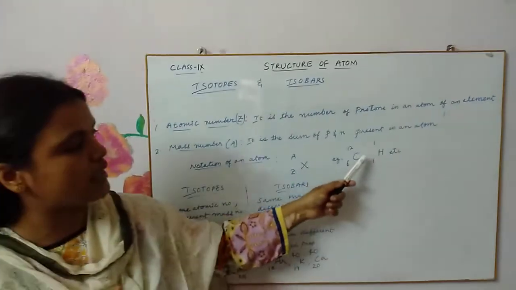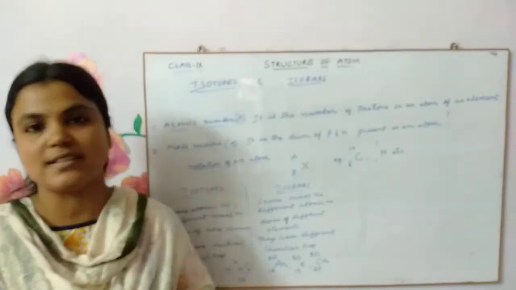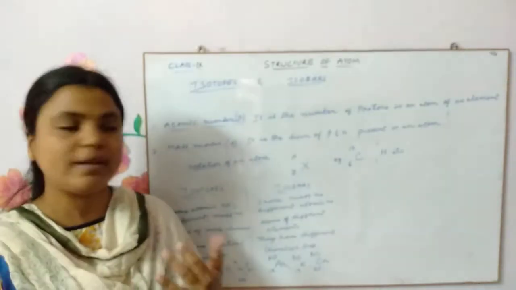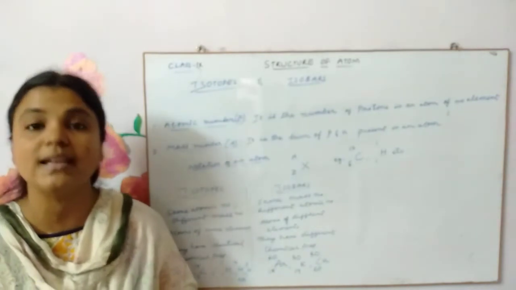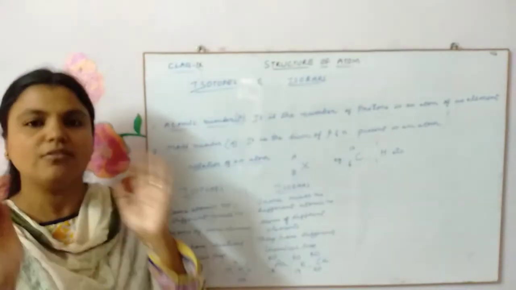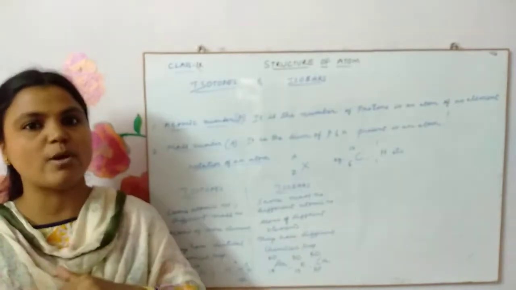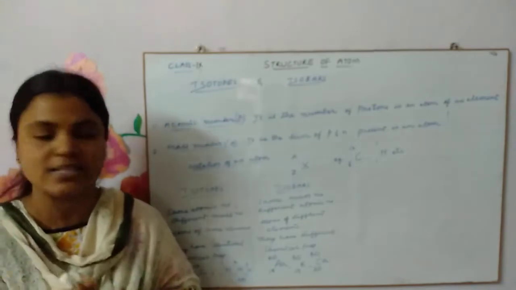Example I have shown over here, C. In place of X we have written C, so it is nothing but carbon. What is its atomic number? 6. Atomic number 6 means what does it represent? It represents the number of protons or electrons. Here, why confuse you? Don't think about electrons for now. It is the number of protons in an atom.